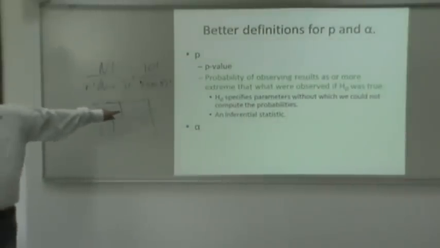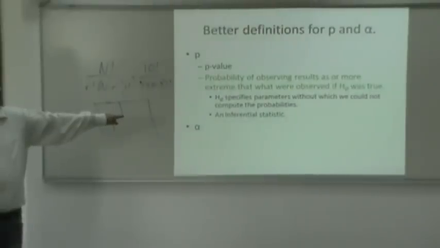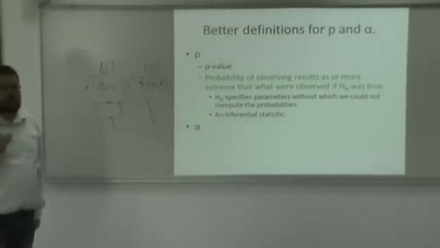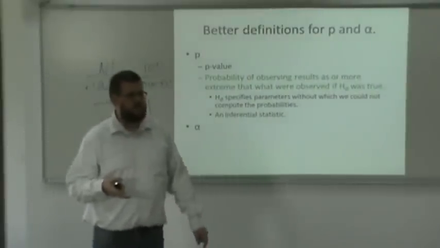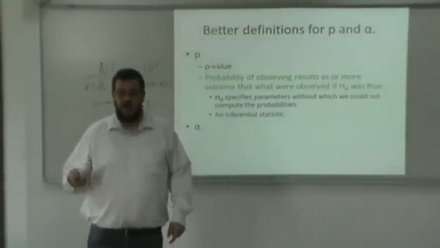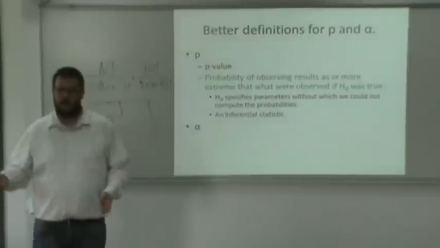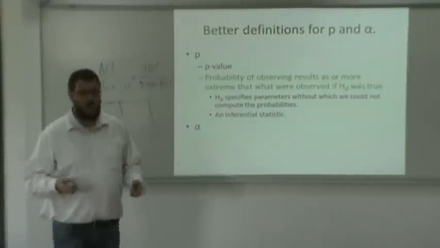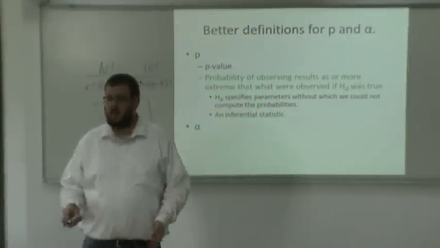This is an inferential statistic. So the number of observations that we had that turned up heads, that's a descriptive statistic. The p-value based on that descriptive statistic is an inferential statistic. It allows us to draw inferences, right? We have enough evidence to conclude that the coin is not fair. Or we did not have enough evidence to conclude that the coin is not fair, right?